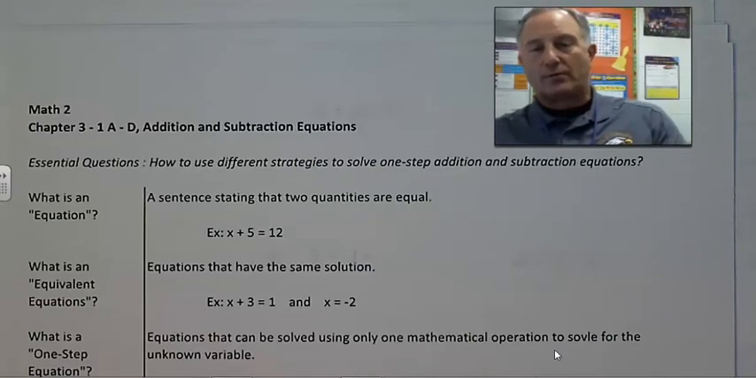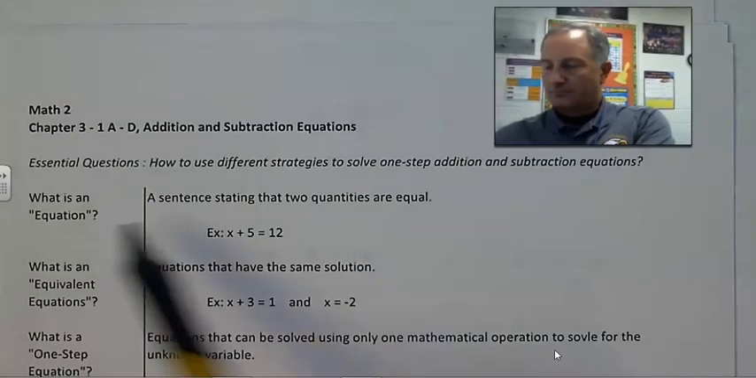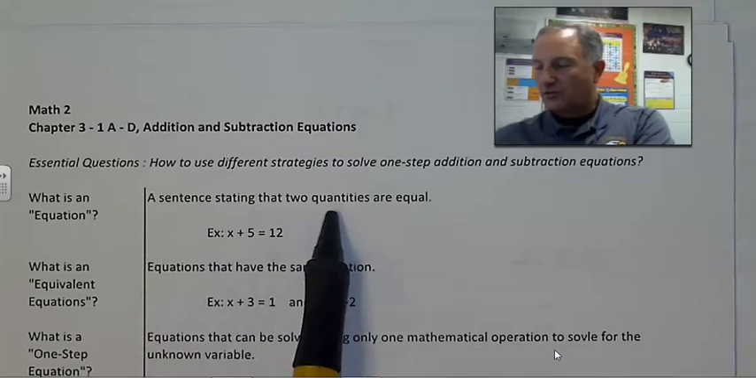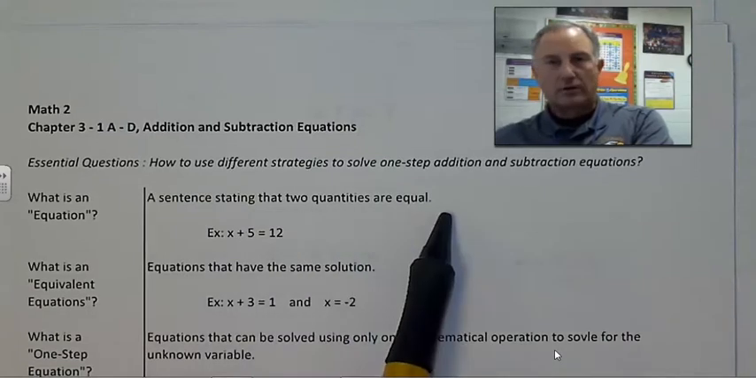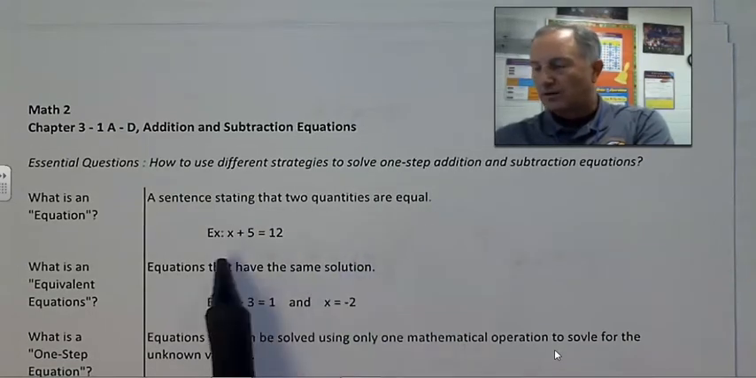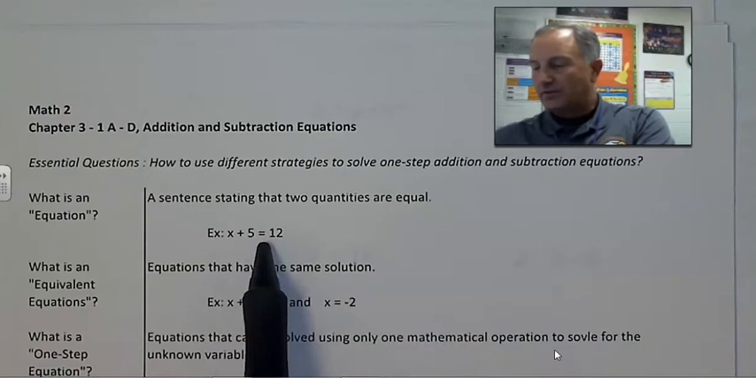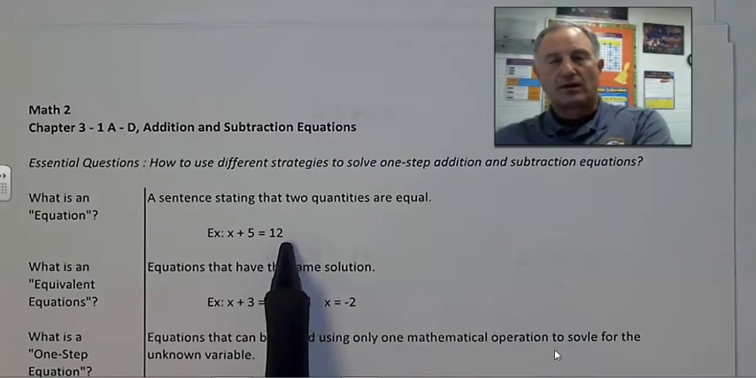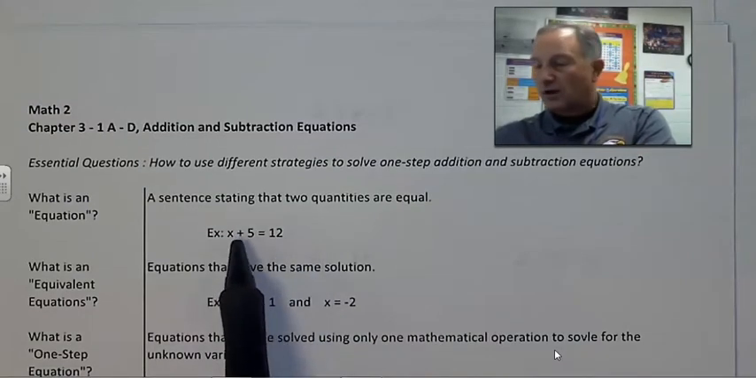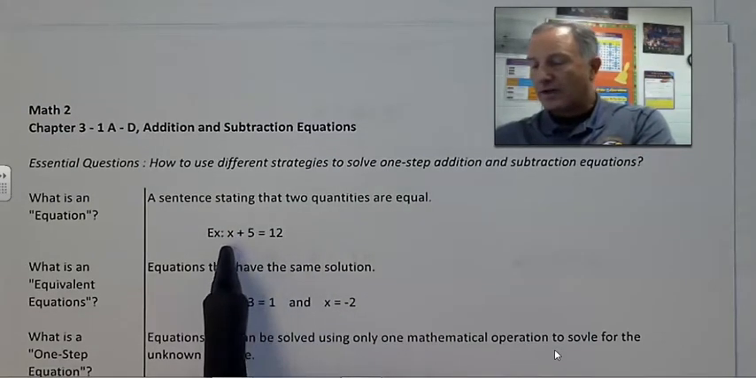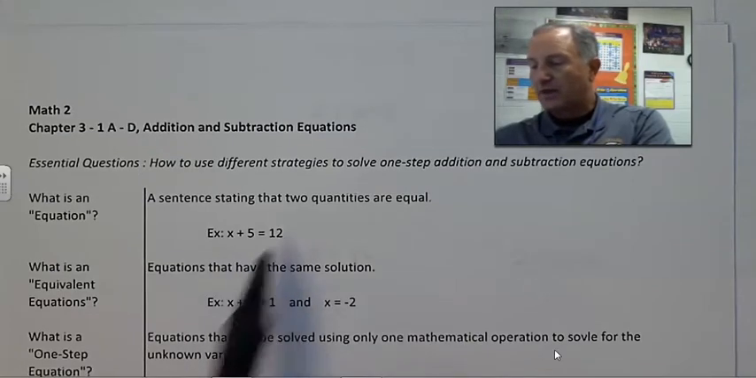So what do we mean by an equation? A sentence stating that two quantities are equal. Equivalent equation. The left side, x plus 5 equals 12. And what we're going to end up doing is looking at how to solve for that x. How do we find that number so that that number plus 5 equals 12?